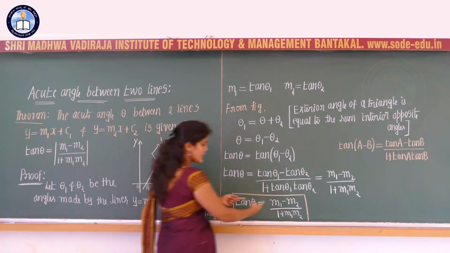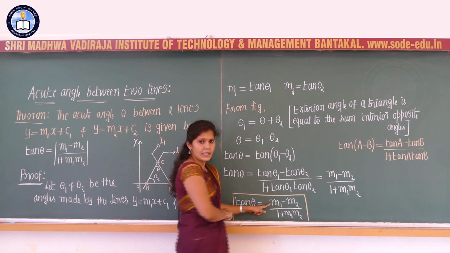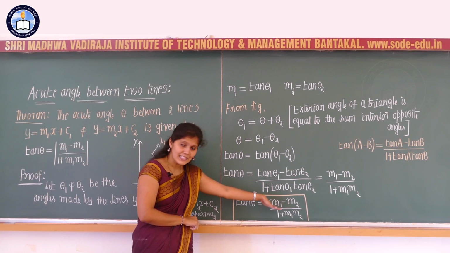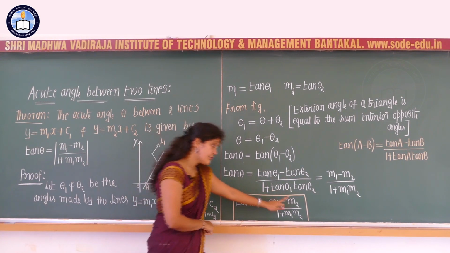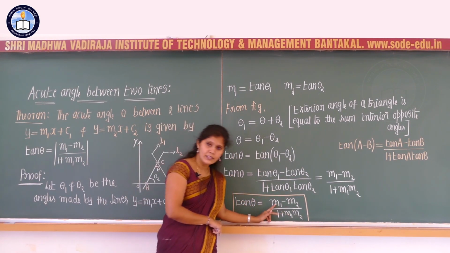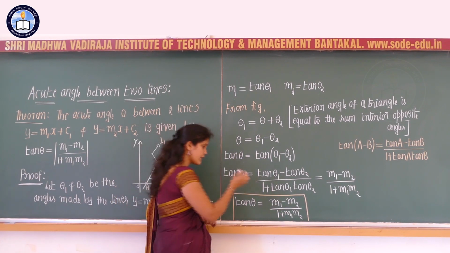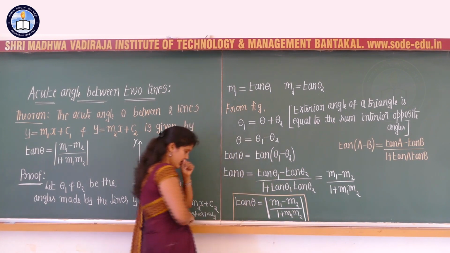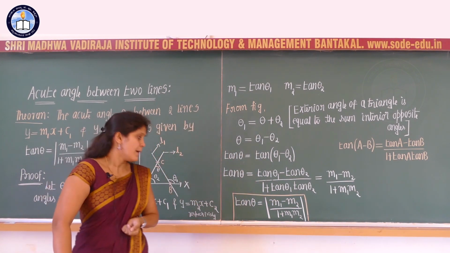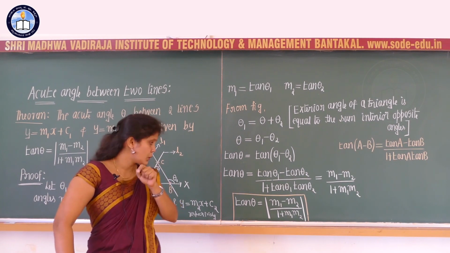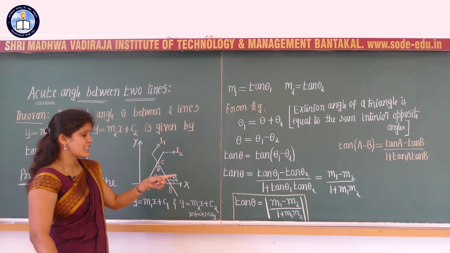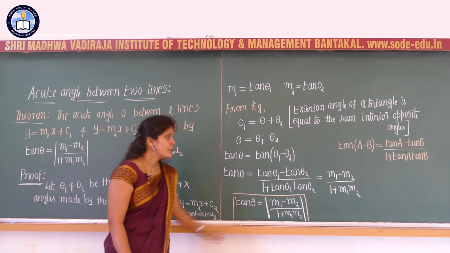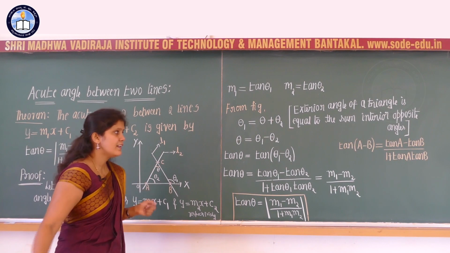And here, verify. This depends on the values of M1 and M2. If M1 is greater than M2, then the RHS term becomes positive. If M2 is greater than M1, then that becomes negative. So therefore we are considering the absolute sign, that is tan theta is equal to the absolute value of M1 minus M2 divided by 1 plus M1 into M2, where theta represents the acute angle between the two lines L1 and L2.